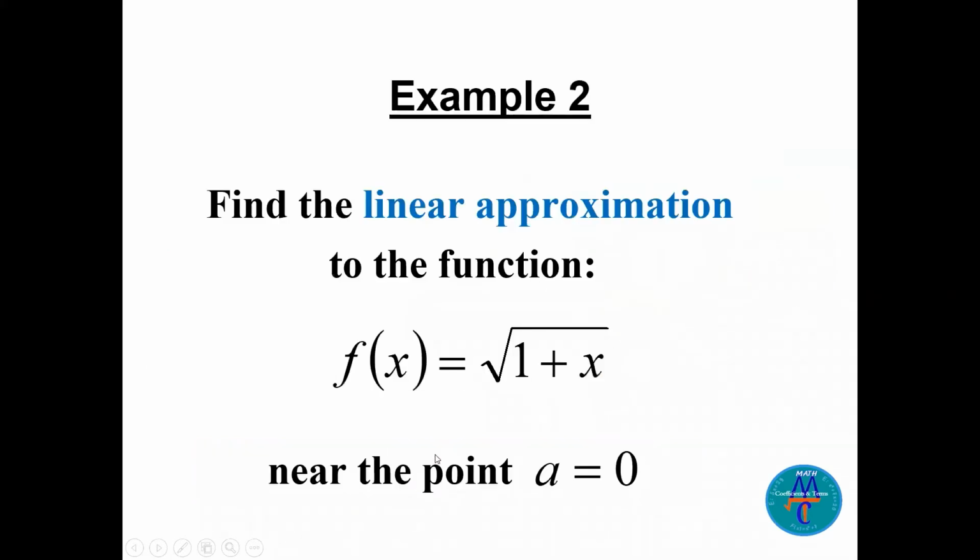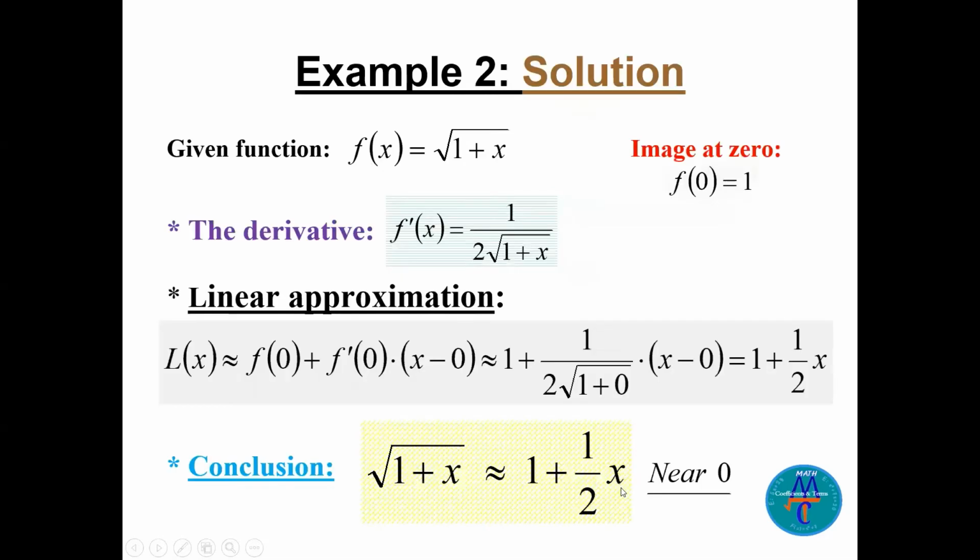Let's see a nice example here. Find the linear approximation to the function square root of 1 plus x. This is not a linear function, but we can find a linear function which approximates this function near the point a equals 0. So what can we do? This is the function square root of 1 plus x. Let's find the derivative f'(x) = 1 over 2 square root of 1 plus x. Find the image of 0, f(0): put 0 in the function, it will be 1.